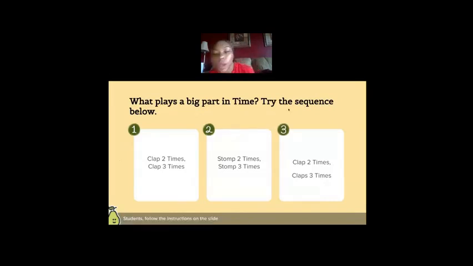So, time. We learned this sequence when we were talking about rhythm and time. Because to understand time is to understand rhythm. To have rhythm is to understand how much time you need to do something.